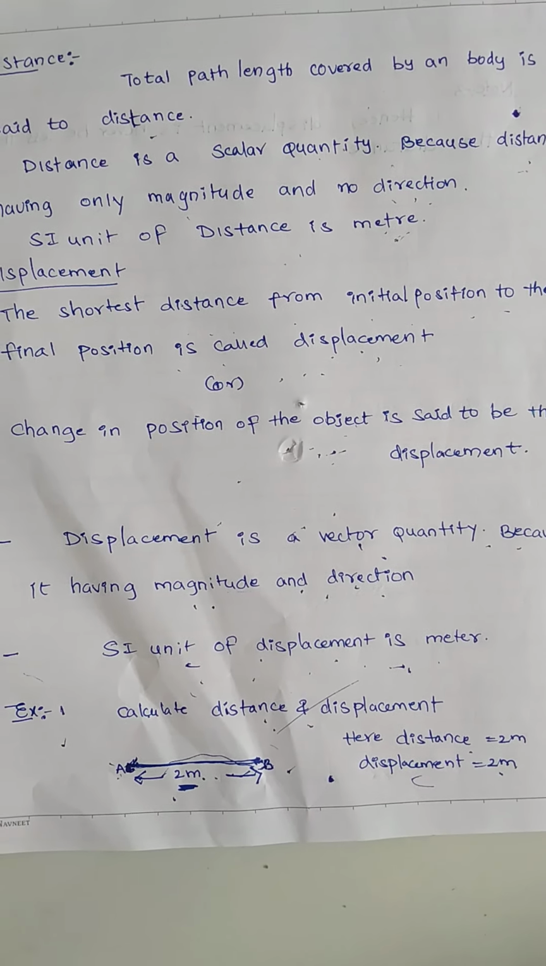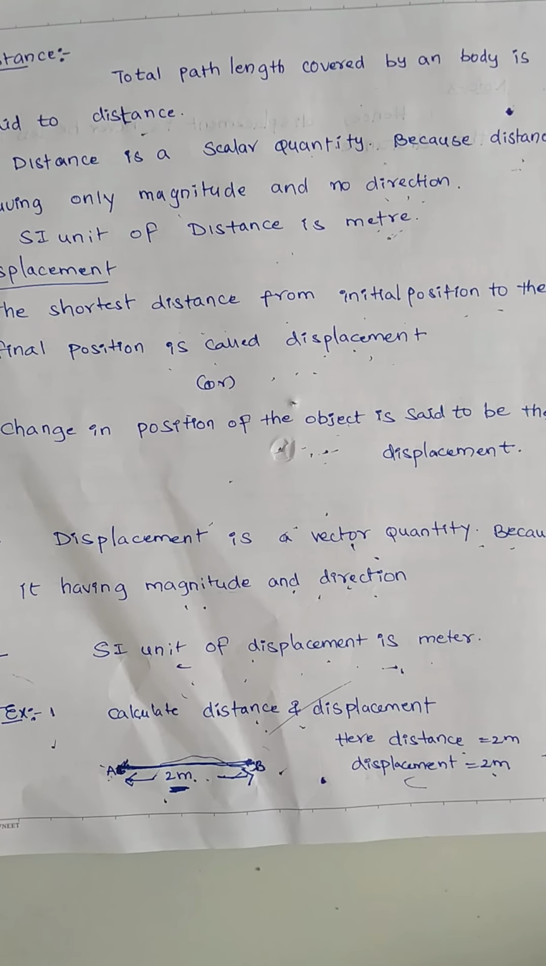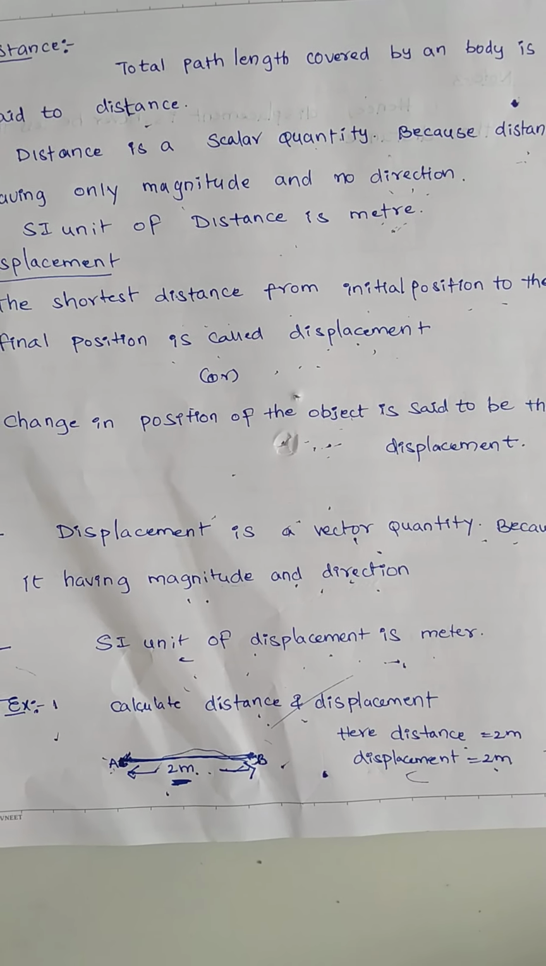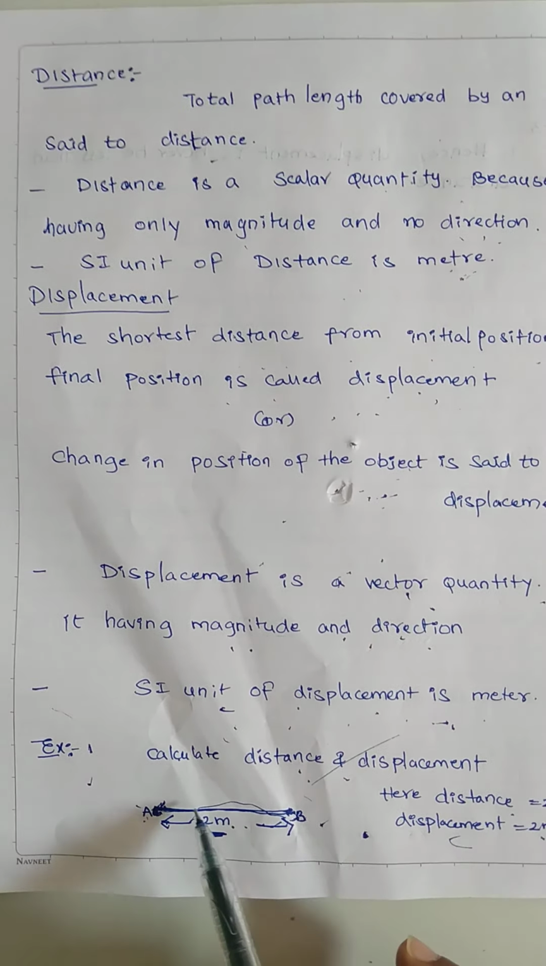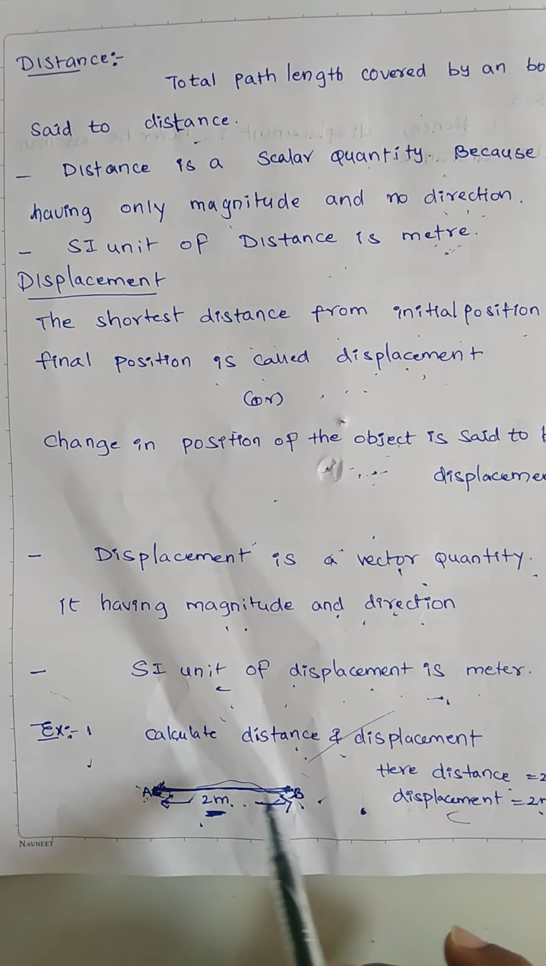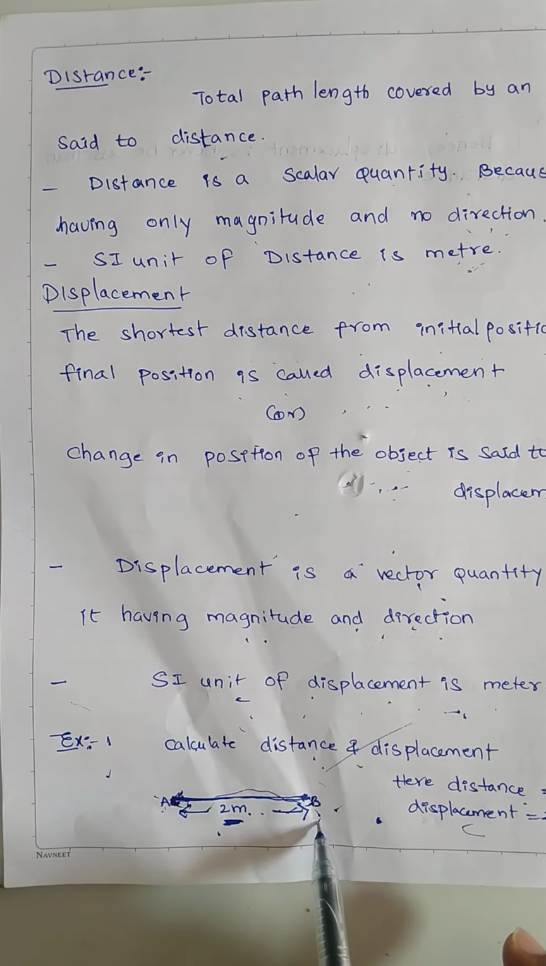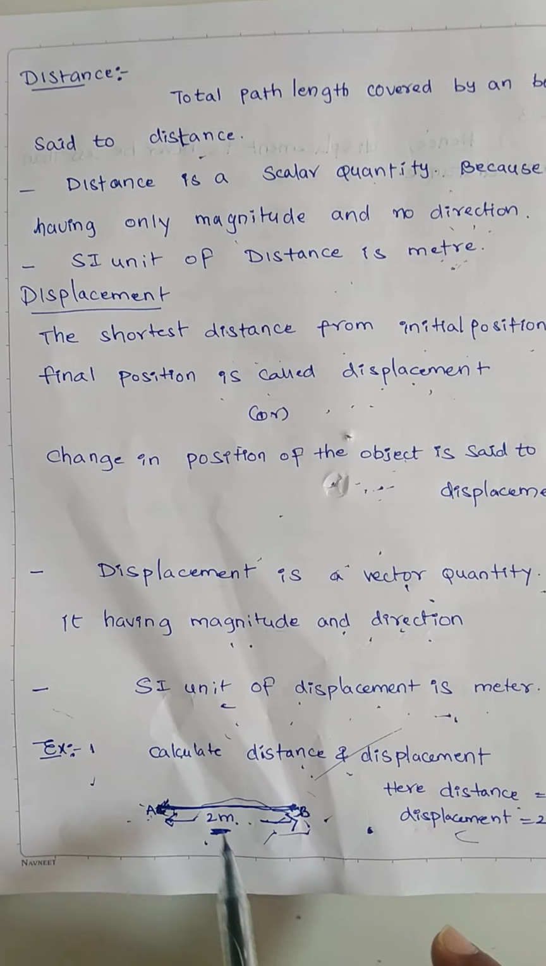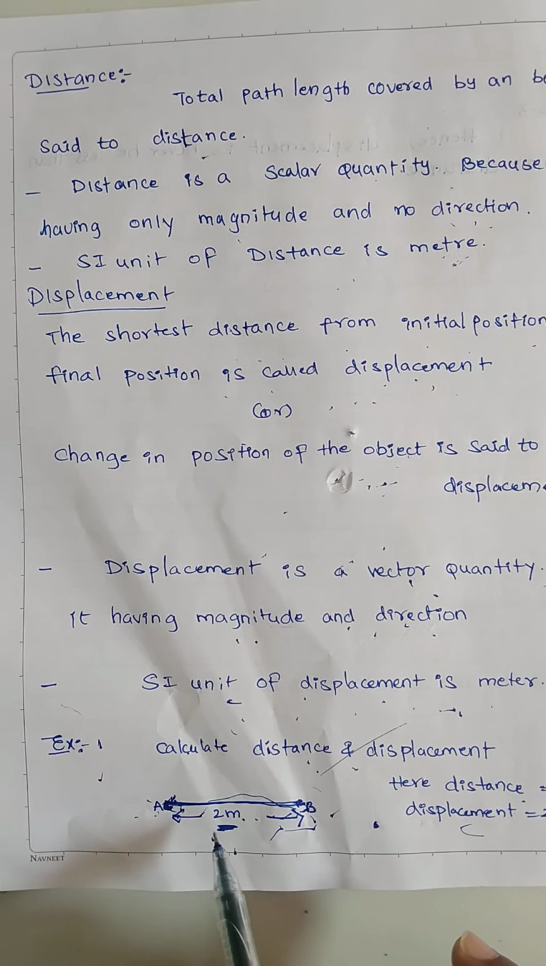So distance. What is the meaning of distance? Distance means the total path length covered by an object. Now see here, what is the total path length? A to B only. There is no other path, only one way is there. So for that, only A to B is the distance here.